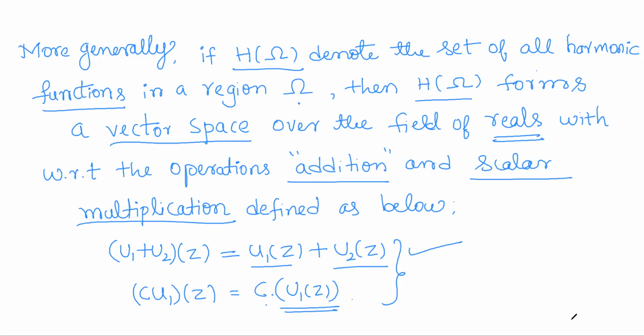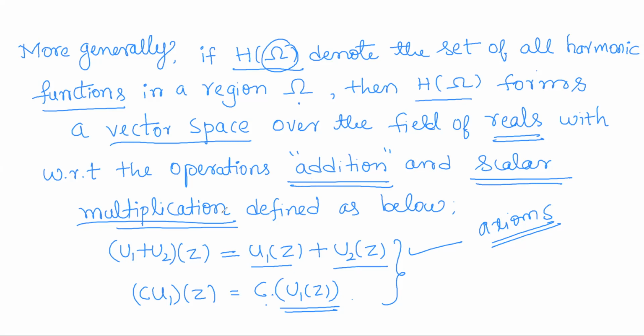As we observed, the sum of two harmonic functions is harmonic and a scalar multiple of a harmonic function is harmonic. So by observing these two facts, and by satisfying some of the axioms for a vector space, we can observe that the set of all harmonic functions defined on some definite region omega, so consider a region omega and the set of all possible harmonic functions which can be defined on that region omega, forms a vector space with respect to addition and scalar multiplication.